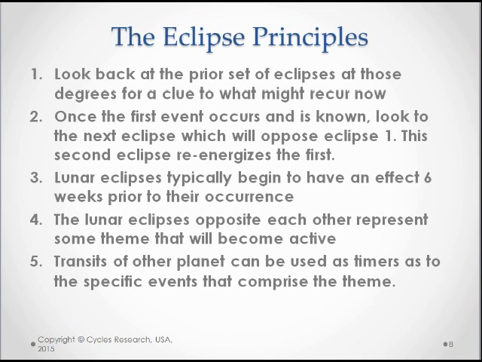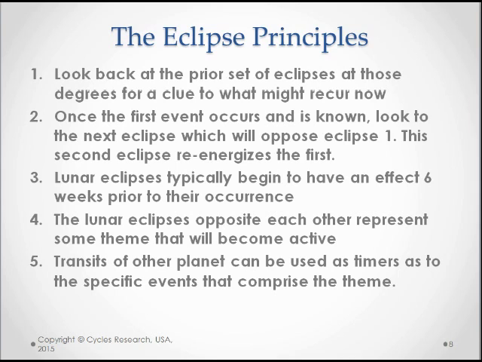So let's review the eclipse principles relied upon to do this analysis. Number one, we look back at the prior set of eclipses for a clue as to what might recur now. Two, once the first event occurs and is known, look to the second eclipse, which will oppose the first. The second eclipse will re-energize the eclipse and bring all those matters and affairs to attention again. Three, lunar eclipses typically begin to have an effect about 6 weeks prior to their occurrence. Number four, the lunar eclipses opposite each other represent some theme that will become active and remain active. And five, transits of other planets can be used as timers as to the specific events that comprise the theme.